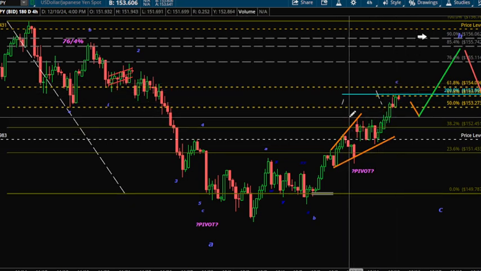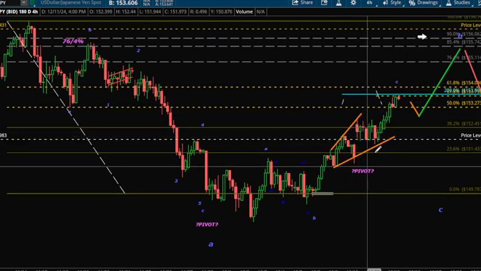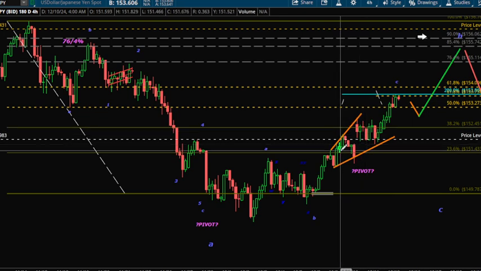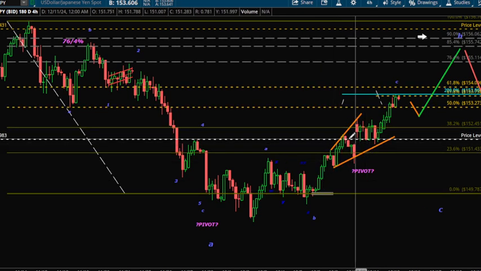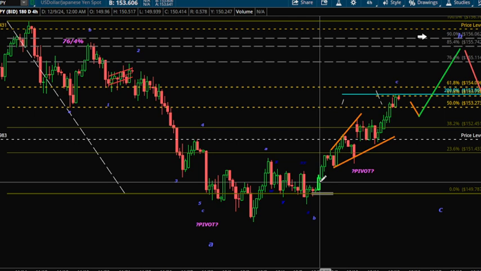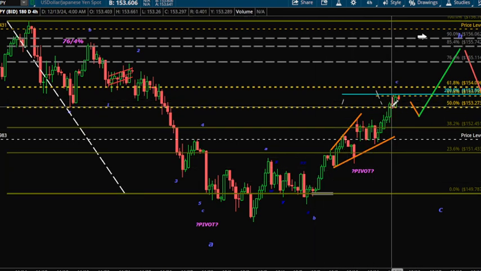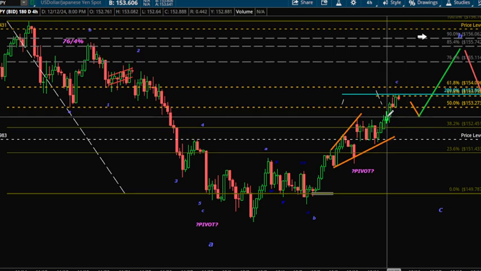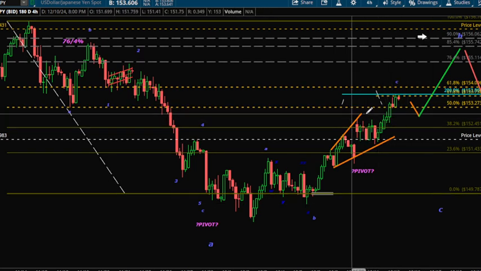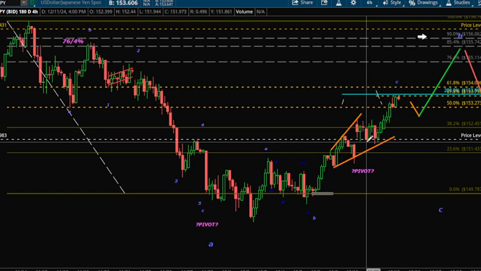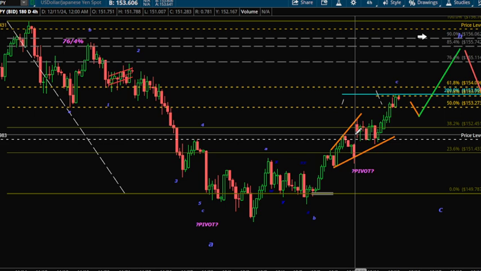Okay, I drew these 2 lines here because this is a type of triangle. Okay, so that separates these 2 moves here. So that means, I mean, they look equal on both sides, but that doesn't mean anything. It's all about the fibs, right? So, but the problem is it's difficult to measure triangles.